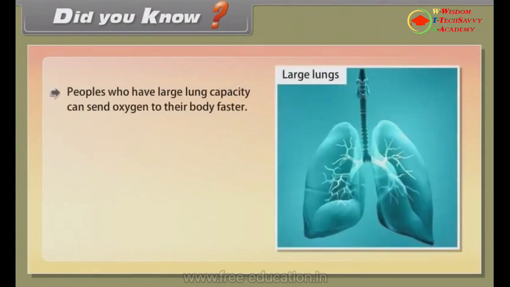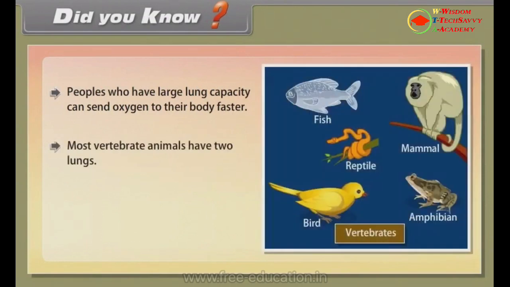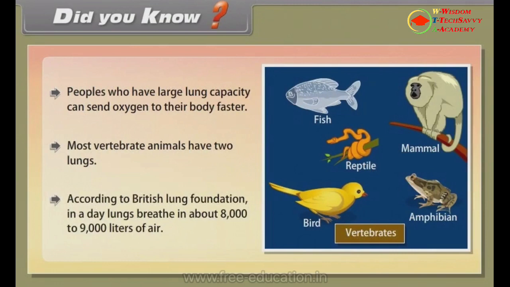Did you know? People who have large lung capacity can send oxygen to their body faster. Most vertebrate animals have 2 lungs. According to the British Lung Foundation, in a day, the lung breathes in about 8,000 to 9,000 liters of air.